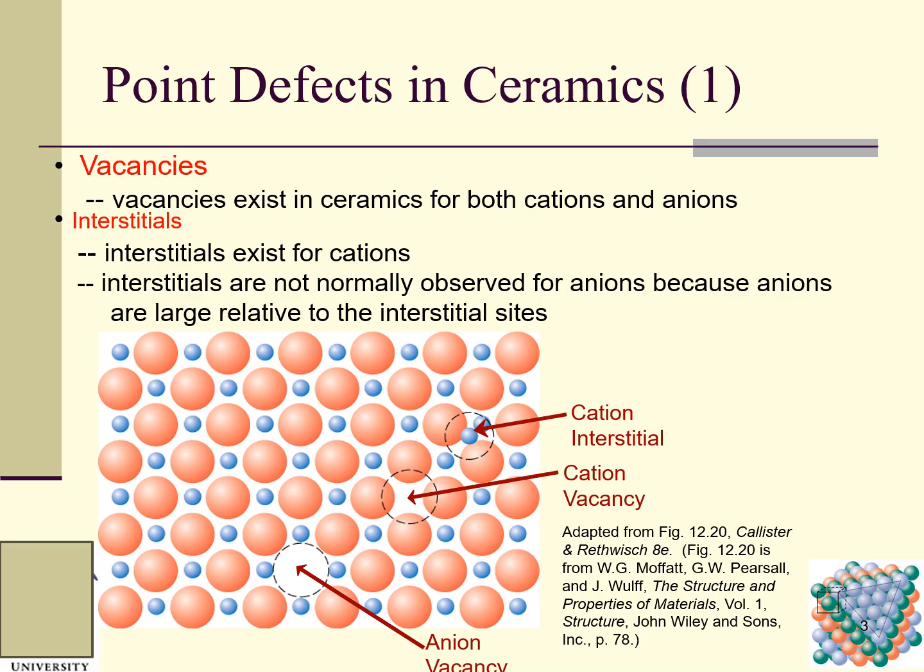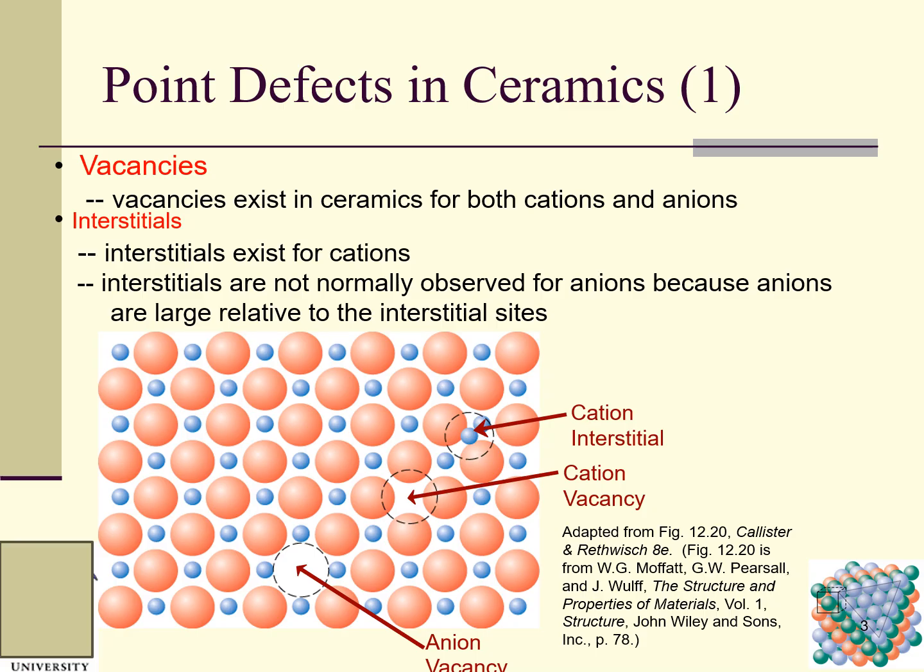And interstitials. Interstitial means something extra that stays in between the ions. Here, for the cation interstitial, we have our one cation already, but we have an extra one. So this extra one is called a cation interstitial. Interstitials exist for cations. Anion interstitials are not normally observed because anions are larger relative to the interstitial size. So you should know that.